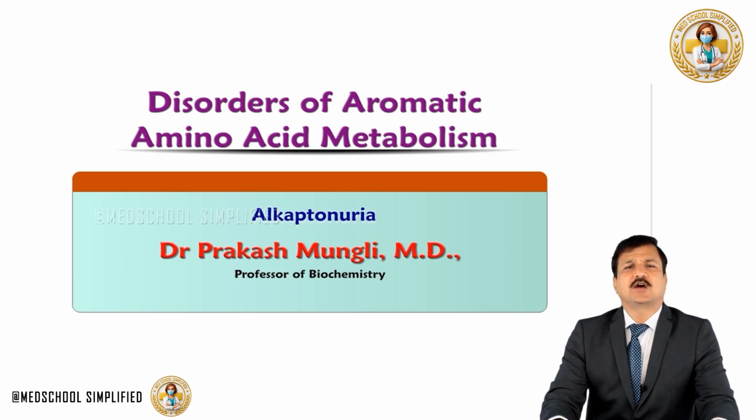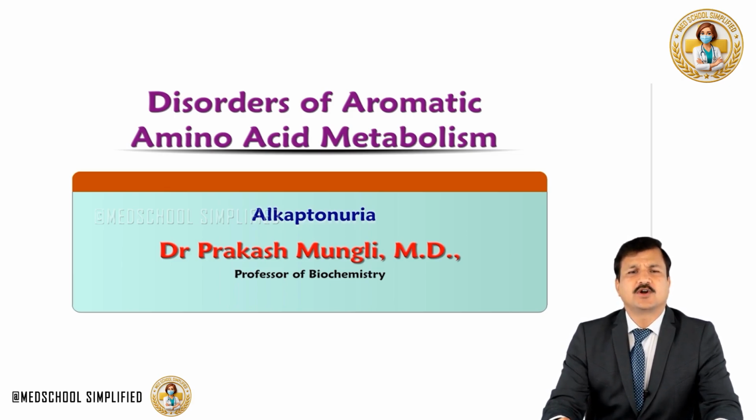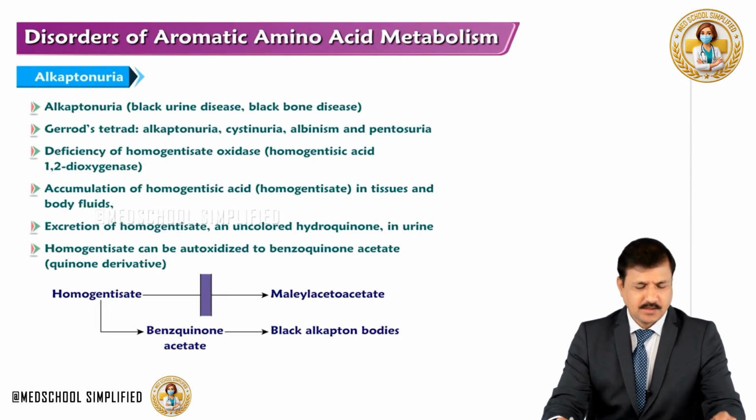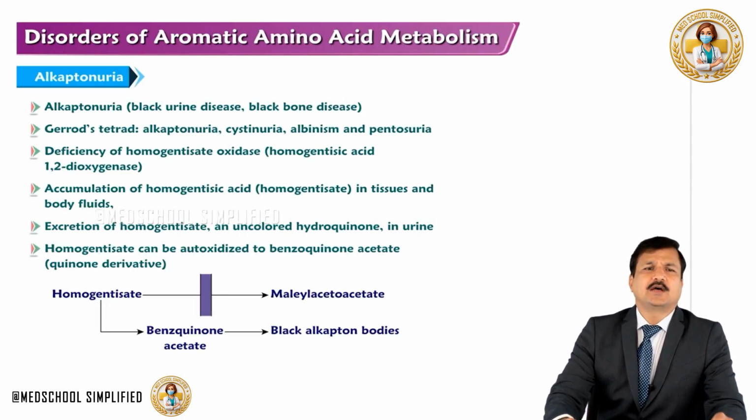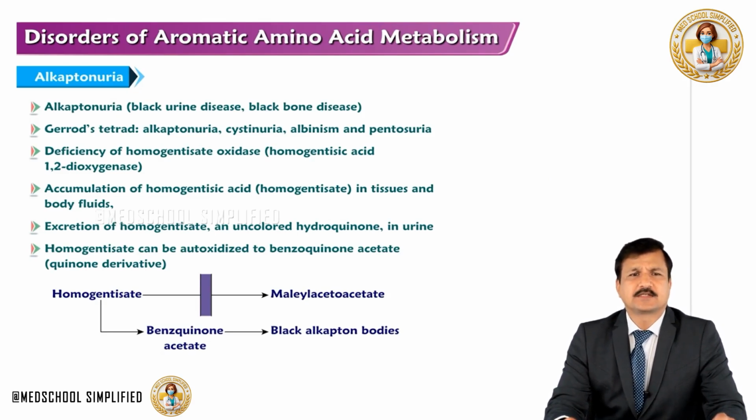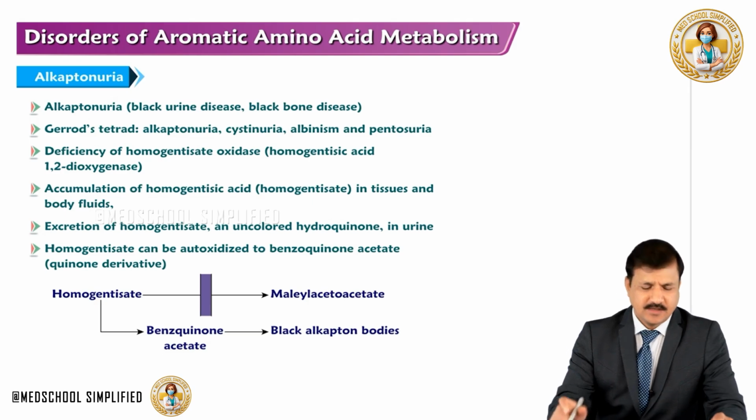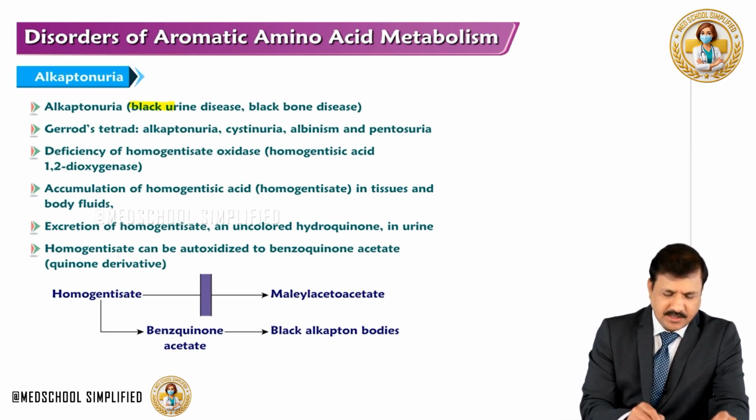So in this lecture, I will be going over disorders of amino acid metabolism, more particularly Alkaptonuria. Let's get into the details of Alkaptonuria. Alkaptonuria is also referred to as black urine disease or black bone disease. Make sure you remember the term here.